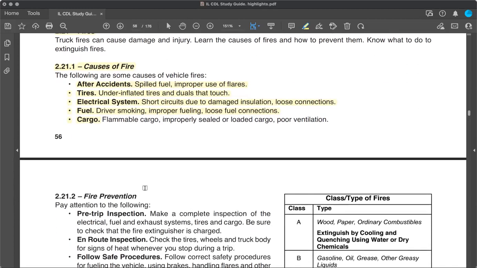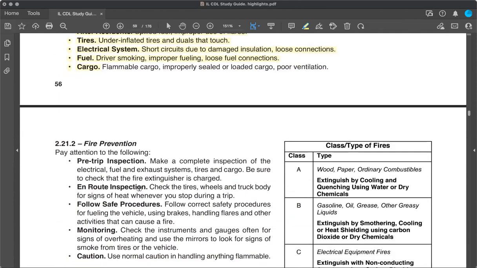Then we have 2.21.2 over on page 57, which talks about fire prevention. Pay attention to the first bullet point, pre-trip inspection. You make a complete inspection of the electrical, fuel, exhaust systems, tires, and cargo. And you check to make sure your fire extinguisher is charged. This is to prevent any fire, right? We never want a fire to happen. And the first point where we can ensure that does not happen is during this pre-trip inspection, where we are looking at all of these items. Okay.